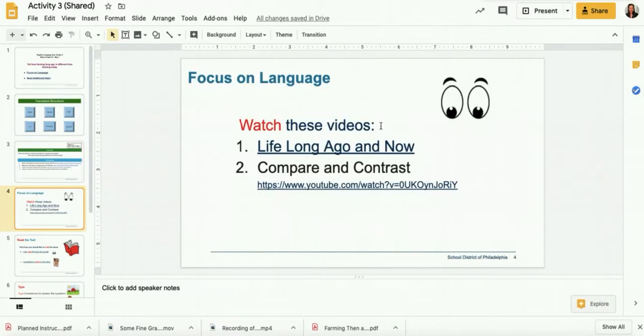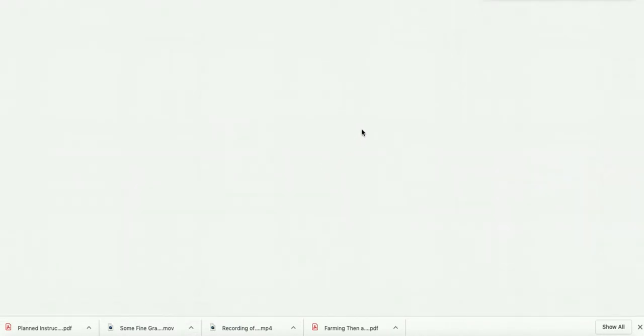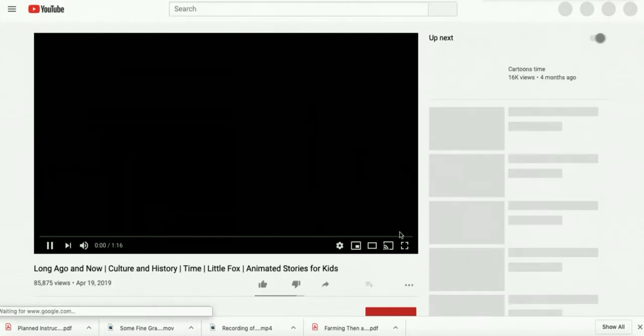So first we're going to watch some videos. The first video we're going to watch is called Life Long Ago and Now. And then the second video is going to be the skill we're working on today, which is about comparing and contrasting. And boys and girls, we've done this in class. Usually the graphic organizer that we use is a Venn diagram, which is the 2 overlapping circles. And if you've forgotten what that is, when you see this video, it will come back to you. So first let's watch about life long ago and life now. And as we're watching, since we are focusing on comparing and contrasting today, think about the differences that you're seeing from long ago to now.